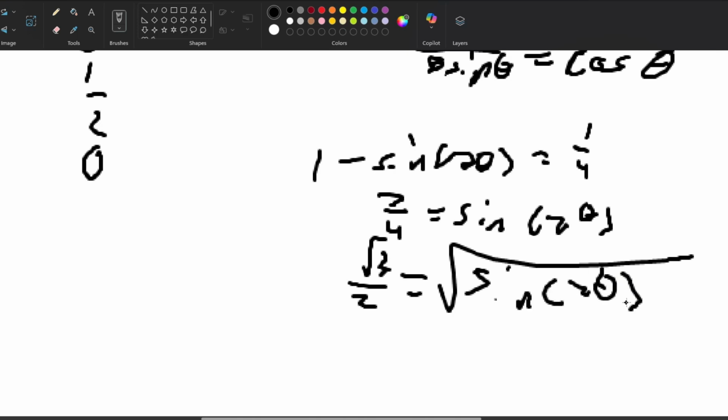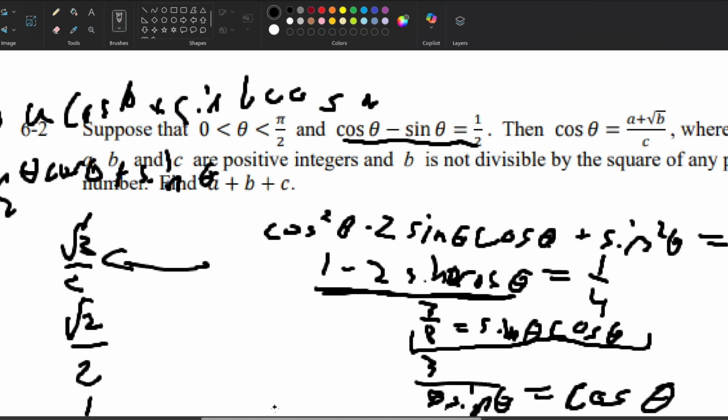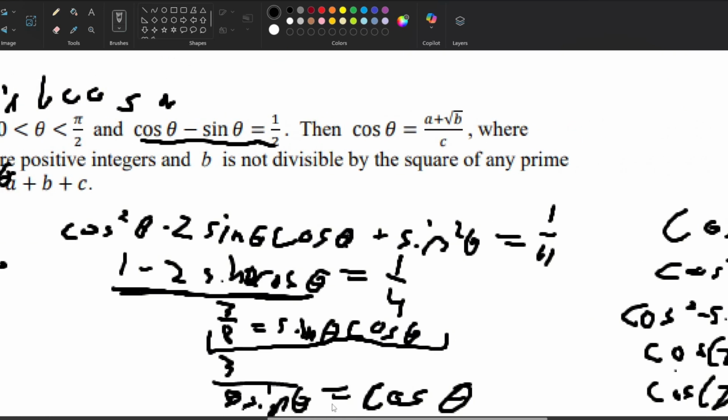I'm so close. I have one half inverse sine of 3 over 4. I don't know inverse sine of 3 over 4. I need to redo that.